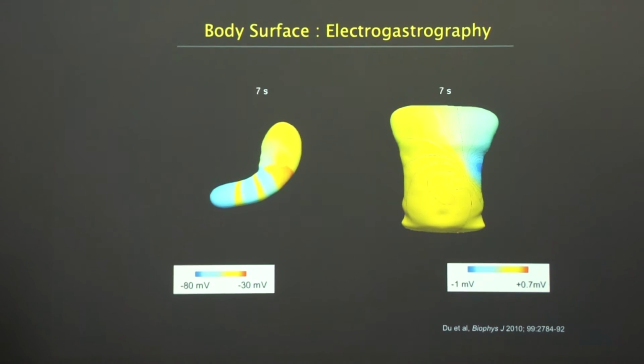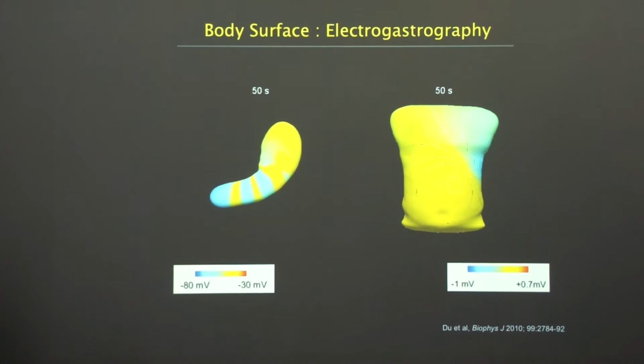But we're also able to take that model one step further and translate these organ level potentials to the body surface. And I will note that most or all of this modeling work was done by Ping Du, who's a research fellow in our group. So he translated these organ potentials to the body surface to infer the mathematically correlated body surface potentials that would result from these data.